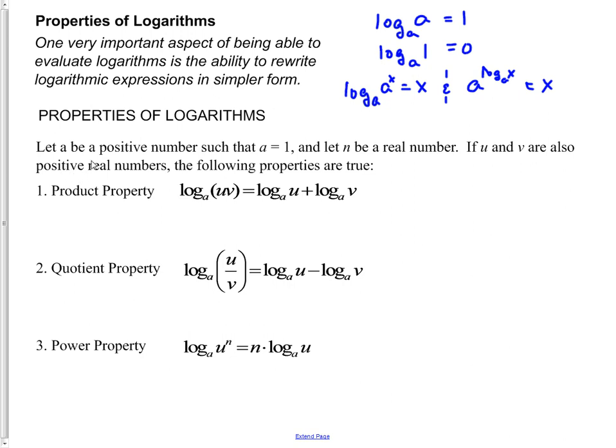So if a is a positive number, a positive base, and a is not equal to 1, then if n is a real number, we can say some of the following rules are true. The first one gives us something about a product. It tells us that if we have a logarithm of a product of 2 different numbers, then we can split it apart as a sum.